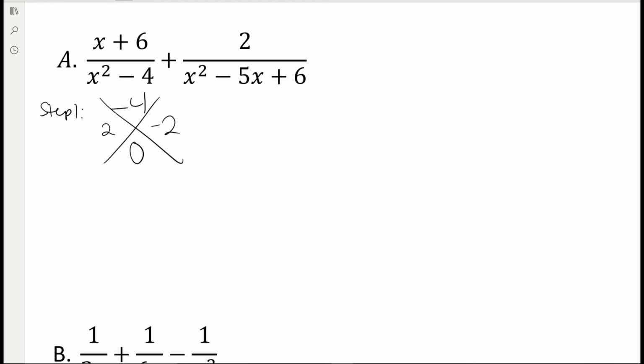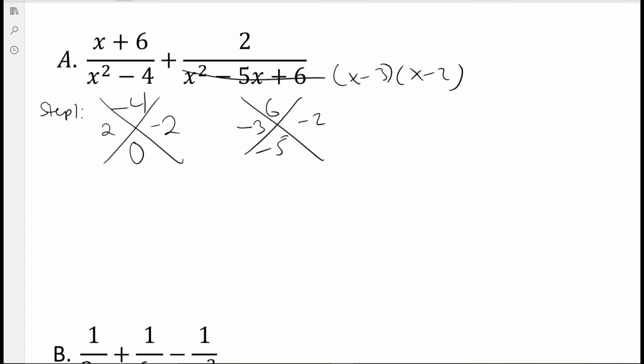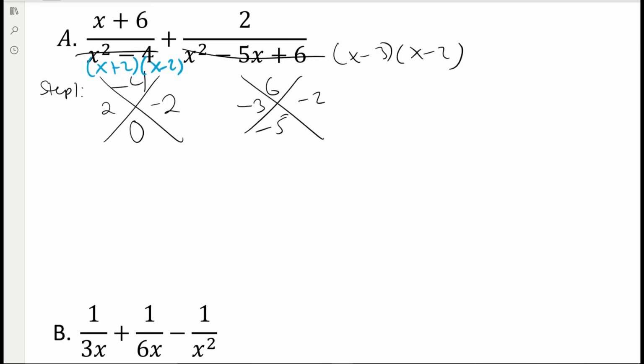Same deal. Now this one also factors. So we have 6 on the top, negative 5 on the bottom. Two numbers that multiply to 6 and add up to negative 5 would be negative 3 and negative 2. So they're factored. I can replace them. This would be an x minus 3, x minus 2 using the x table. And then this would be an x plus 2 and an x minus 2. All right, so step 1 is completed.